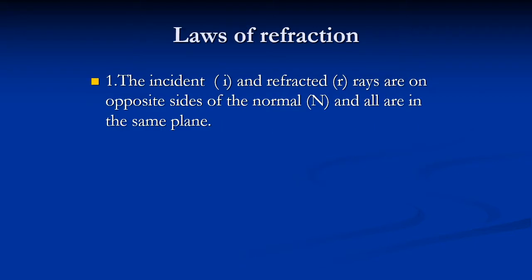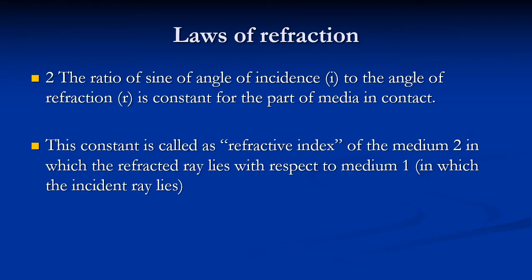The incident ray and refracted ray are on opposite sides of the normal. The incident ray angle is depicted as small i and the refracted ray angle as small r. The ratio of the sine of the angle of incidence to the sine of the angle of refraction is constant for a given pair of media. This constant is called the refractive index of medium 2, in which the refracted ray lies, with respect to medium 1.